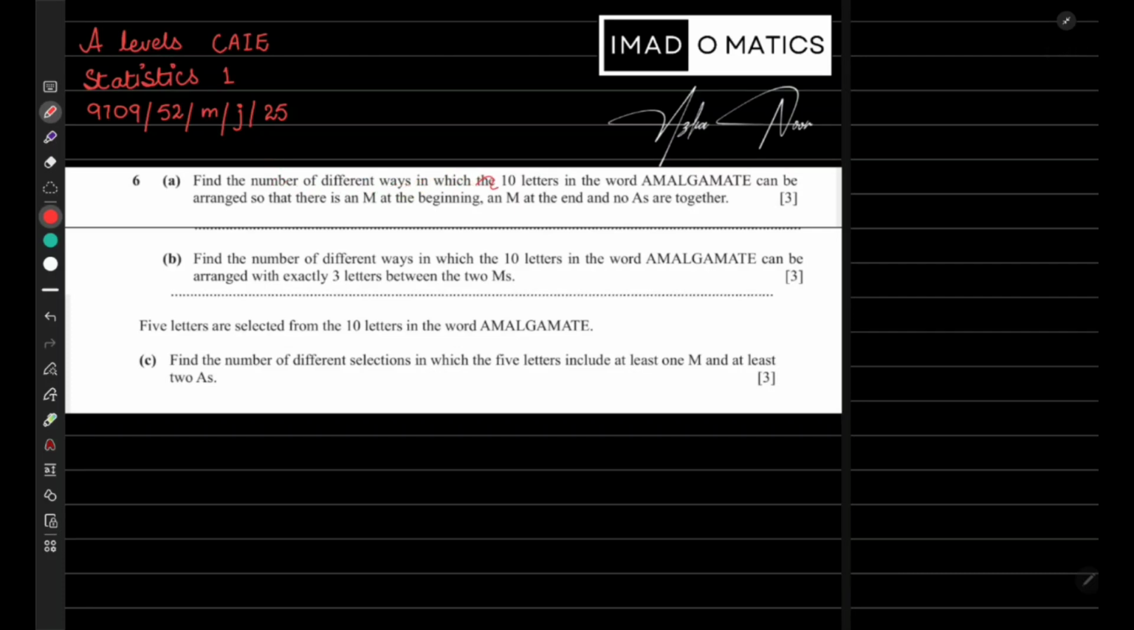Find the number of different ways in which the 10 letters in the word amalgamate can be arranged so that there is an M at the beginning, an M at the end, and no A's are together.